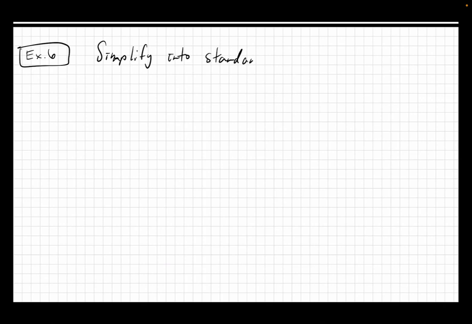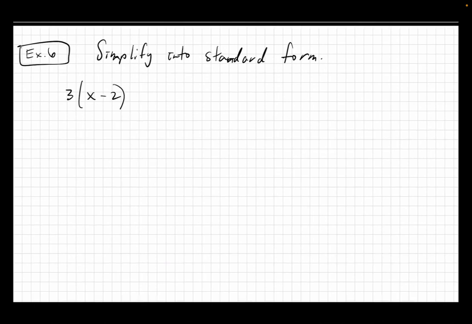So this one is the same directions as number 5. Simplify into standard form. Okay. So here we go. 3 parentheses x minus 2 squared, minus 5 parentheses x minus 2, plus 3.